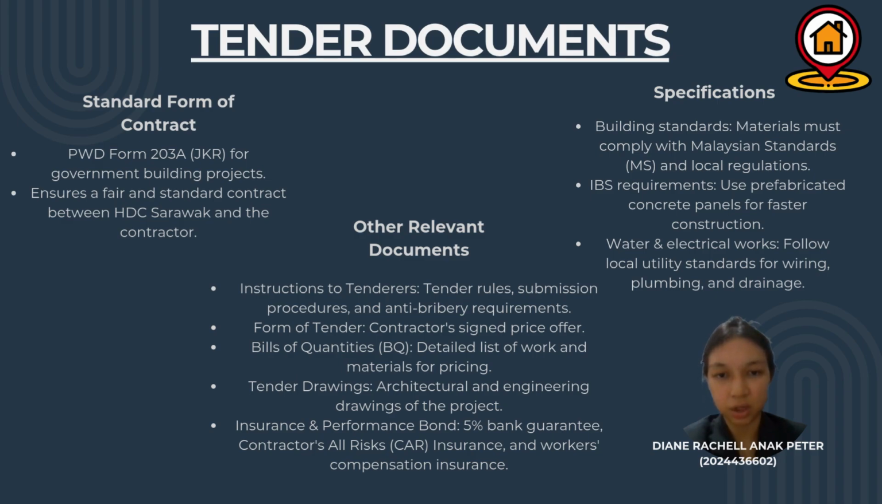Second, the specifications. All work must meet Malaysian standards. We require prefabricated concrete panels for IBS construction and strict utility rules for water and electrical works. Third, other relevant documents. The package includes instructions to bidders, the form of tender for the signed price, a detailed BQ for pricing, tender drawings, and a 5% performance bond with insurance to protect our budget.